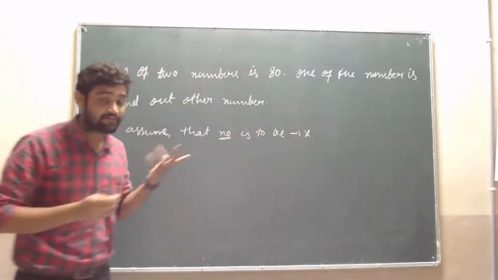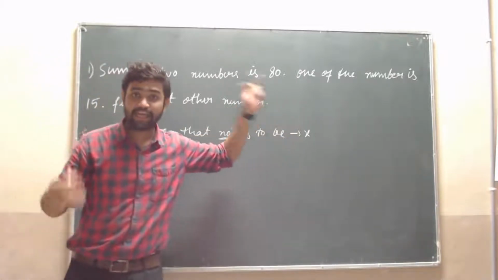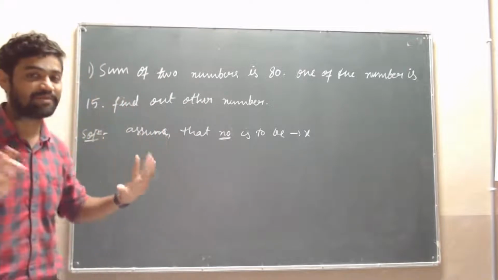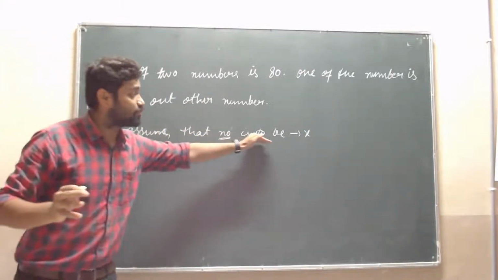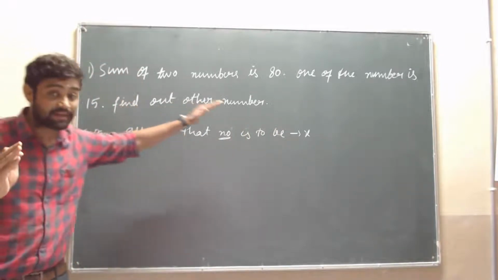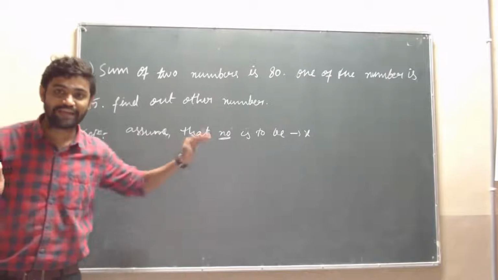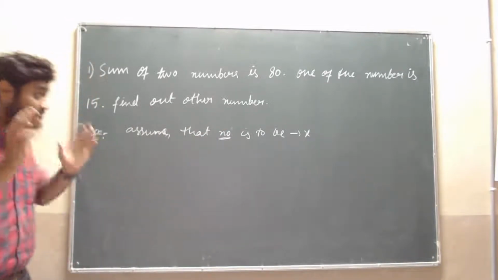x. Sir, why have you taken only x? Sir, you can take y, z, a, b, c, d, whatever it may be. I am just assuming that the number is x. Which number? The second number, the other number we need to find. That number is x. Are you getting my point? Yes. Now see the question.